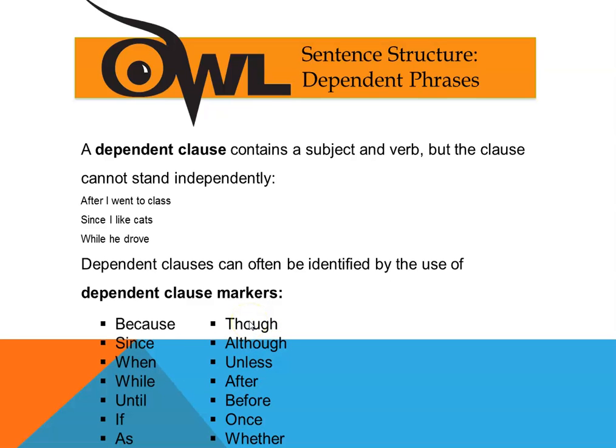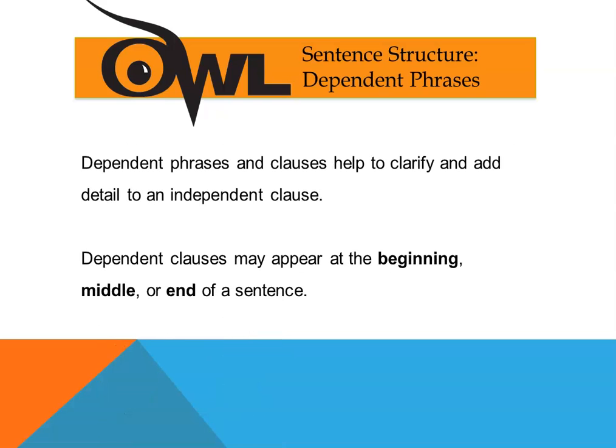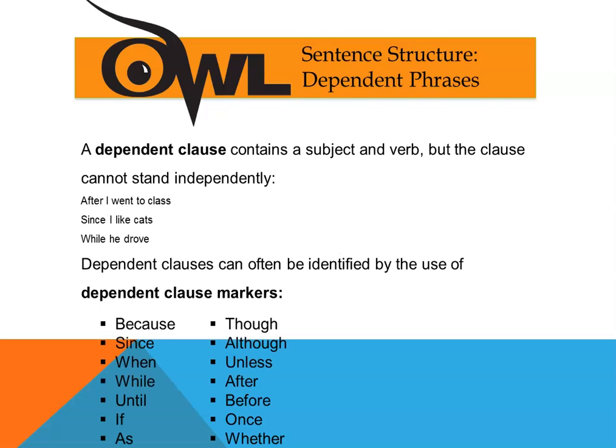And what I'm getting at here is that after a dependent clause, you always place a comma. While he drove, comma. Although I disagree, comma. When I graduate, comma. So you separate the dependent clause from the clause that follows. A dependent clause helps to clarify and add detail to an independent clause.